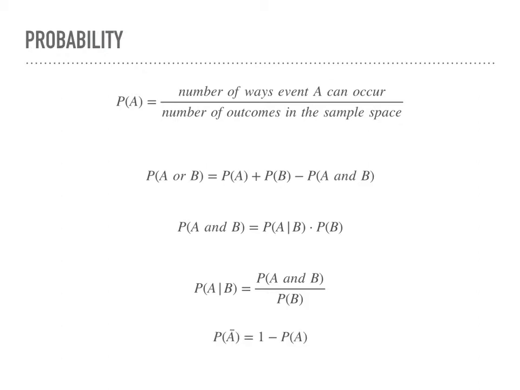And our last rule here is going to be the complement rule. So the probability of not A, so any outcome besides outcomes in event A, is going to be equal to 1 minus the probability of event A. Now these formulas will always work for us, but there are some special cases where we could modify these formulas to make them simpler. And those cases are when we have independent events or mutually exclusive events.